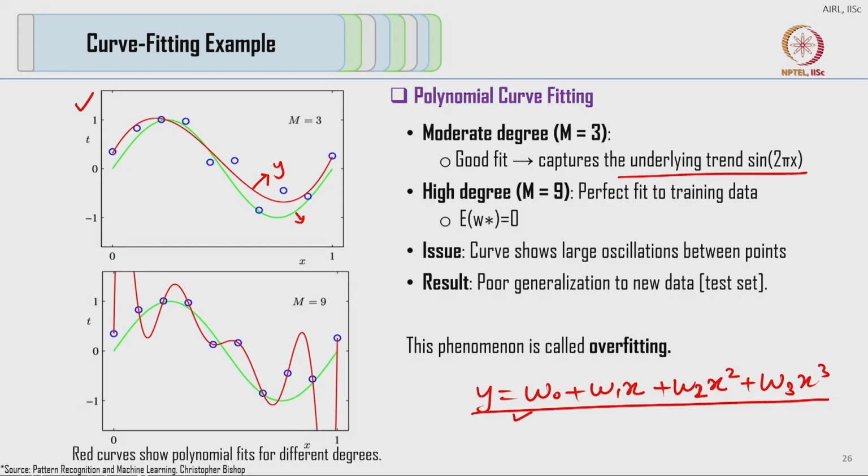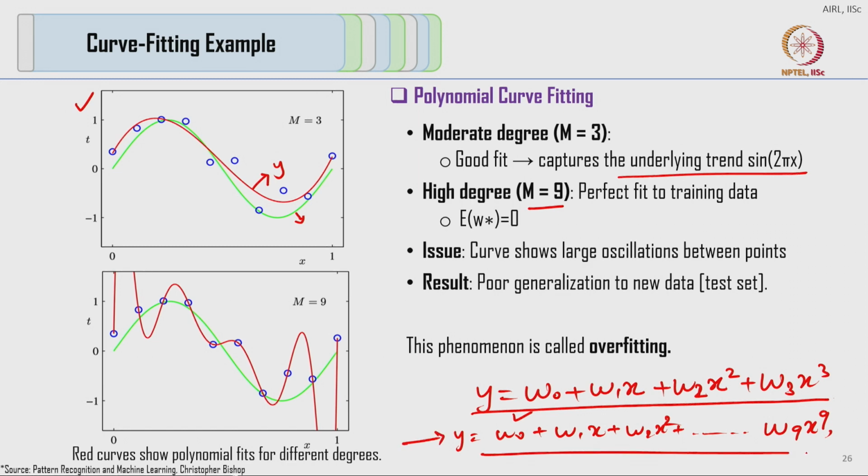Now if that is true, let us try to increase the degree. So let us go for m equals 9. If we do m equals 9, we essentially would have a very high degree polynomial, which could be highlighted by the bottom equation. If we do that, the corresponding plot is given as the plot below.